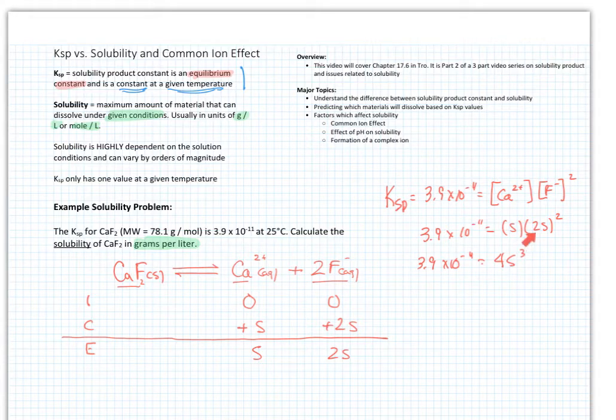Again, this is a common mistake that students make. They forget to square this entire term, so they don't end up with 4S cubed on this side. If you don't end up with 4S cubed, then obviously the answer is not going to be correct. Okay, divide the 4 over, so we're going to have S cubed is equal to 9.75 times 10 to the minus 12.